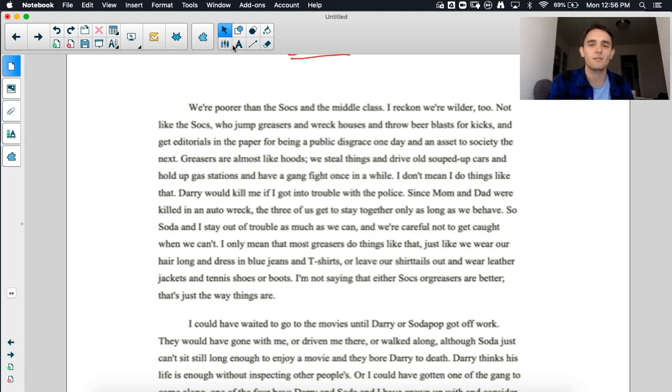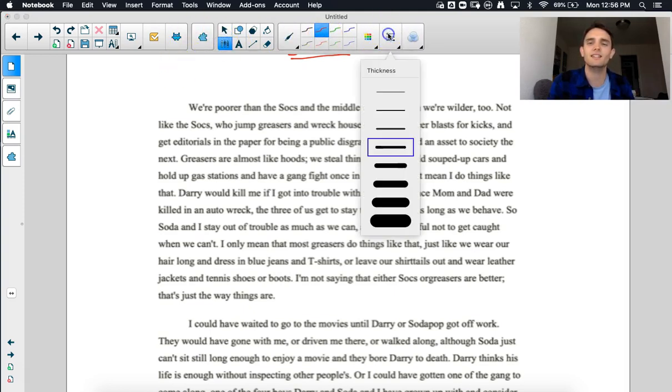I only mean that most greasers do those things, just like we wear our long hair and dress in blue jeans and t-shirts, or leave our shirt tails out and wear leather jackets and tennis shoes and boots. I'm not saying that socs or greasers are better, that's just the way things are.